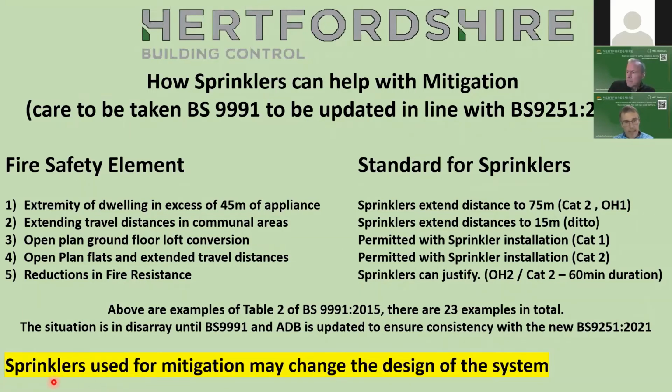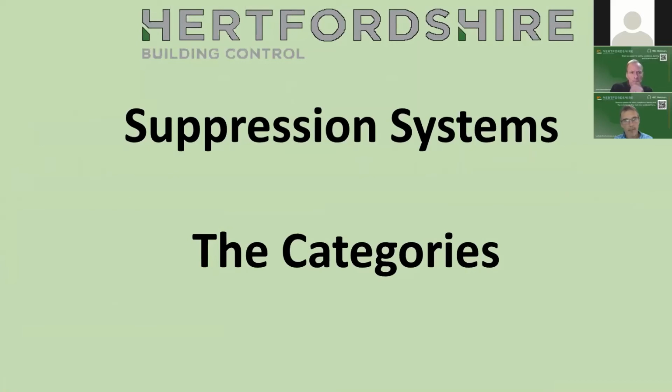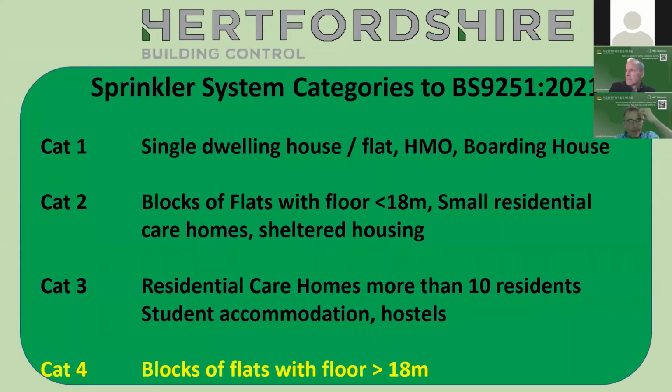And like I say, what you're going to take away from this slide is the sprinklers used for mitigation may change the design of the sprinkler system. Like I'm saying, if you're going to change fire resistance, it's a Cat 2, but you'd have to increase the duration of it. So that's what you would take away from that particular slide. So now I'll have a bit of a chat about the categories.